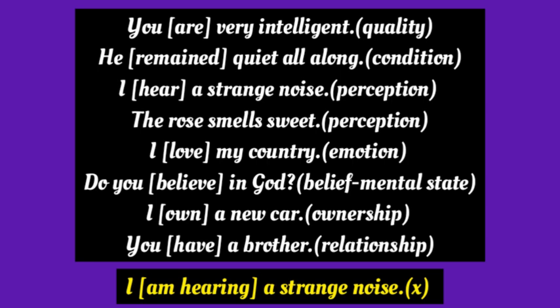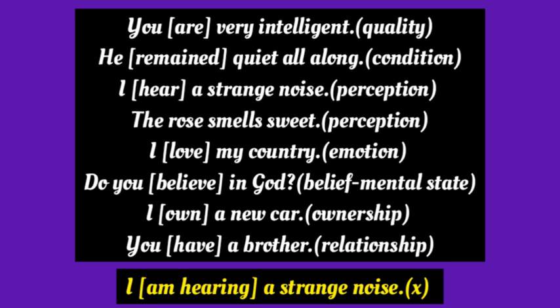In the sentence, I hear a strange noise, the verb hear is a verb of perception. Hearing means perceiving a sound through a sense organ. So all verbs of perception are stative verbs. The rose smells sweet. Smells is also a verb of perception. We perceive a smell through a sense organ. Hence, smells is also a state verb.